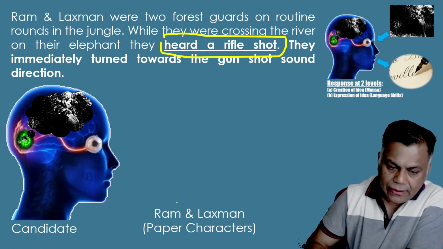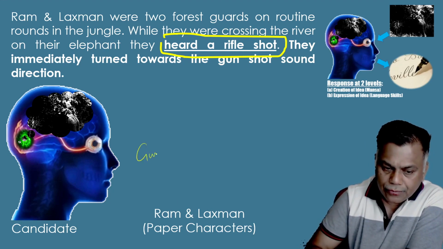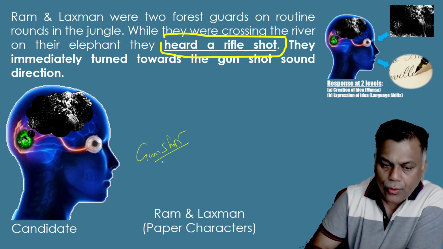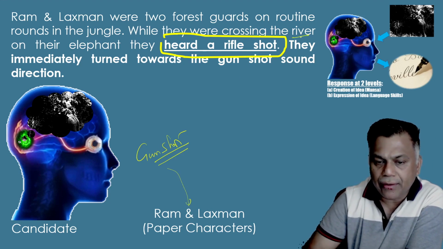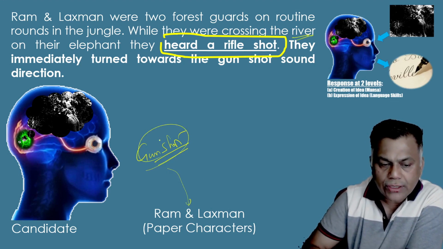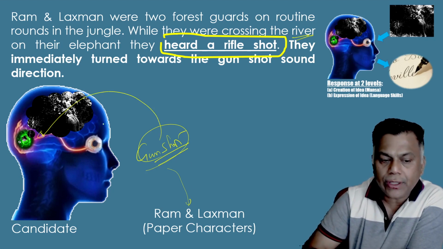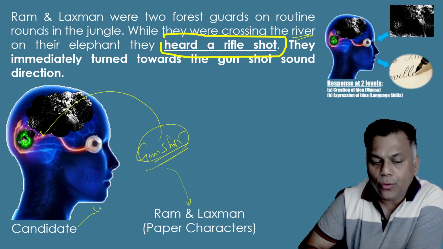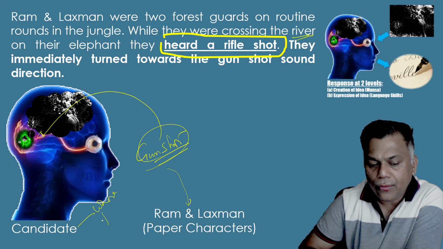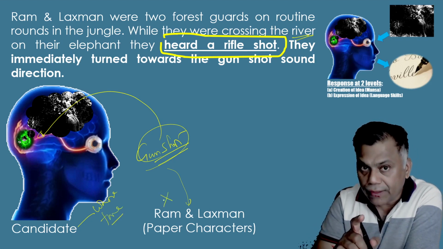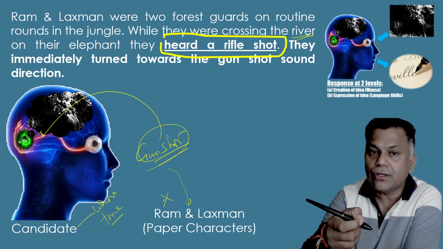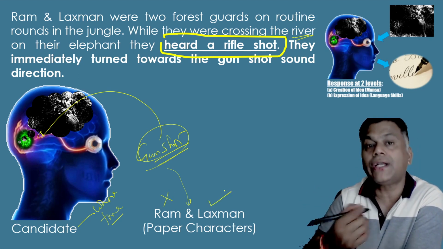Please understand, the gunshot was heard by Ram and Lakshman while they were crossing the river, but this gunshot was created by the candidate, so the candidate knows who fired it, but Ram and Lakshman don't know who fired it. For them, this is a situation for which they have to find out what led to the situation.